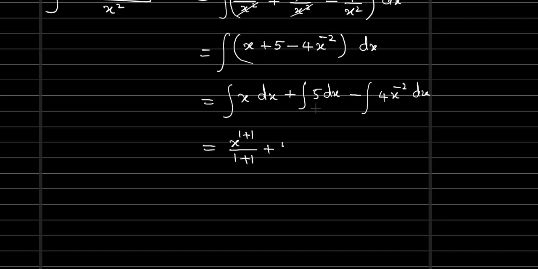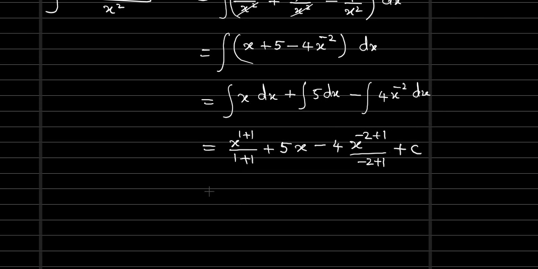Then 5 is a constant, we can take it outside. Integral dx is what? X itself. Then minus 4 is a constant, we can take it outside. Now using the same x power n formula, we can integrate x power minus 2. So the power, what is it already? Minus 2 we have. To the power add plus 1, and the same power we need to repeat in the denominator. So throughout the equation, integration is done.